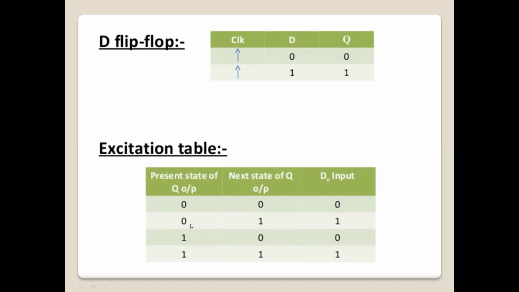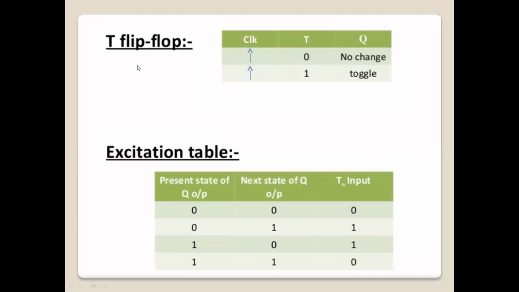Like that, second condition 0, 1. For the output to become 1, we have to give 1 as input. Like that in the third condition 1, 0, we want to give 0. That is, present state is 1 and next state is 0. To make the output 0, we have to give input as 0. Like that, fourth condition, to make the output 1, we have to give 1 as the input.